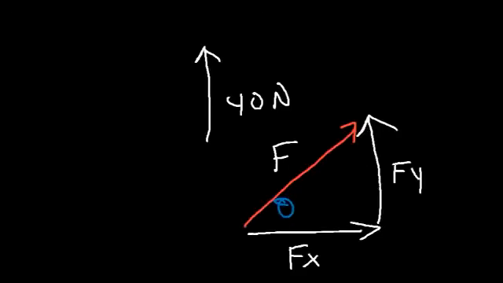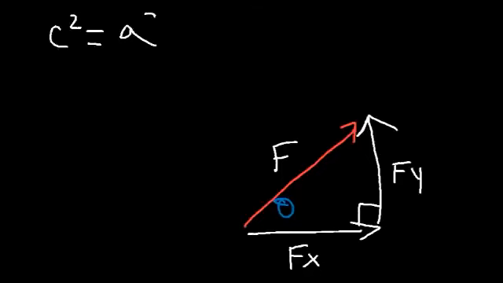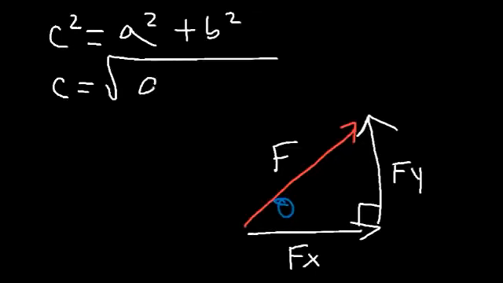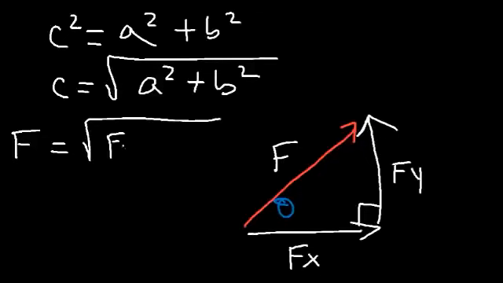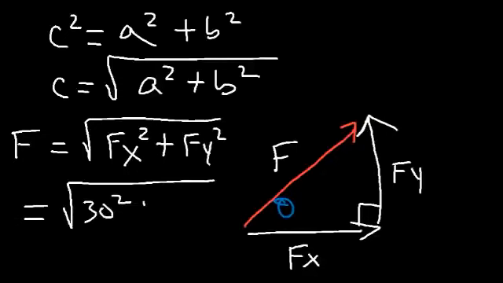So we've got to find the hypotenuse of the triangle. Since we have a right triangle, we can use the Pythagorean theorem. c squared is equal to a squared plus b squared. And so the hypotenuse c is the square root of a squared plus b squared. Therefore, the magnitude of the force is the square root of f of x squared plus f of y squared. So in this case, it's the square root of 30 squared plus 40 squared.